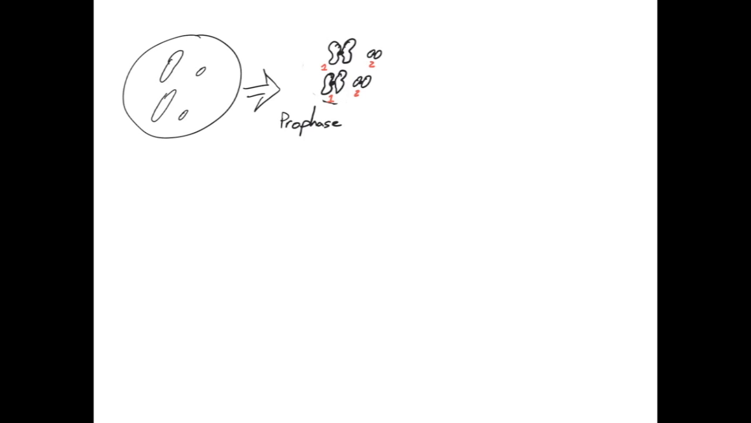So now, the next phase has something going on that's called synapsis. This does not happen in mitosis. Synapsis does not happen in mitosis. Synapsis happens in prophase, so it's still in prophase. This is early prophase over here, and then later in prophase, synapsis starts happening.